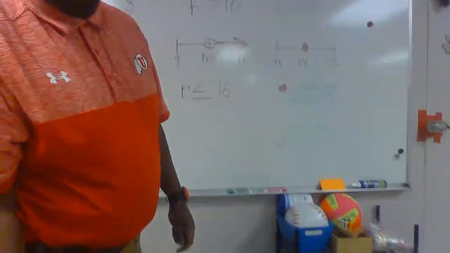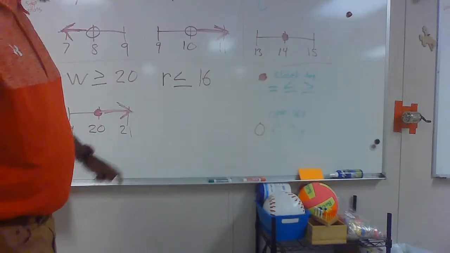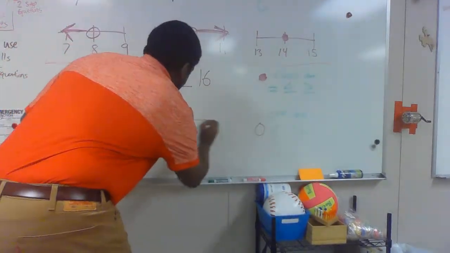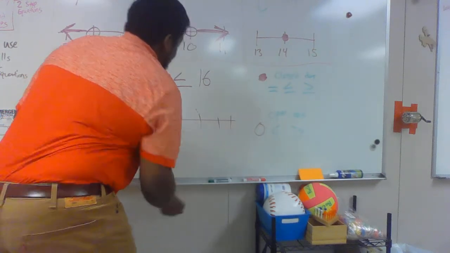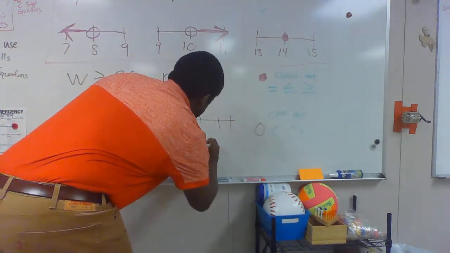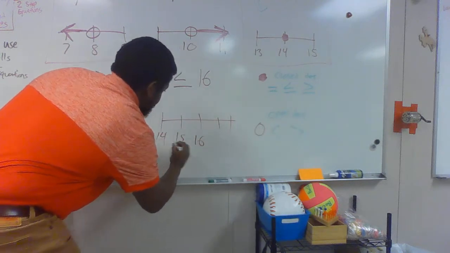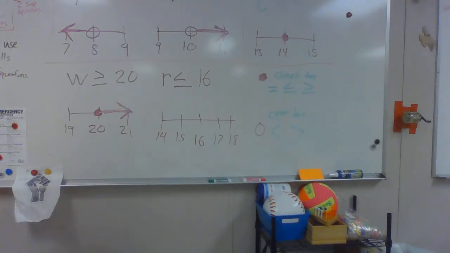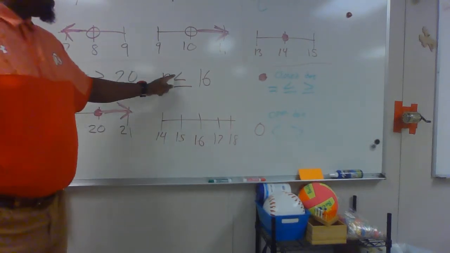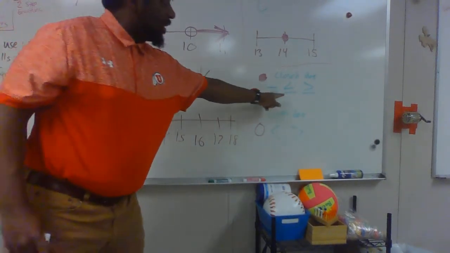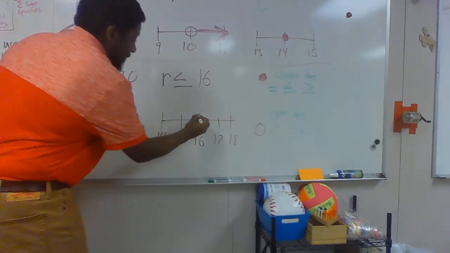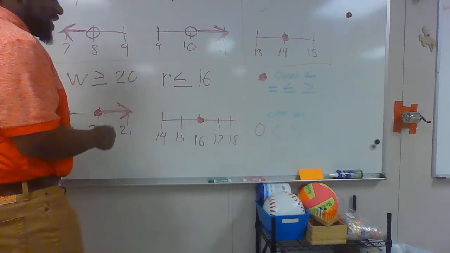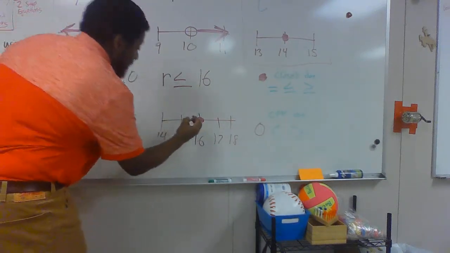My last example over here, it says R is less than or equal to 16. Make my number line. I do want to show you guys, even if you have more spaces on your number line, that's okay. 16, 15, 14, 17, 18. Just fill in the other numbers that would go there. R is less than or equal to 16. Less than or equal to is a closed dot. Less than would be to the left.